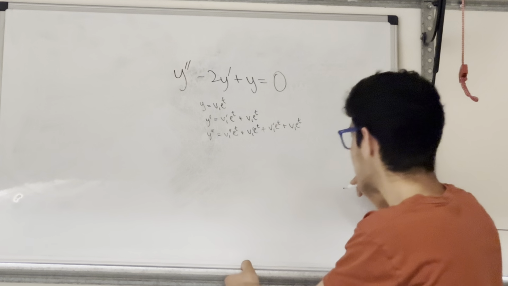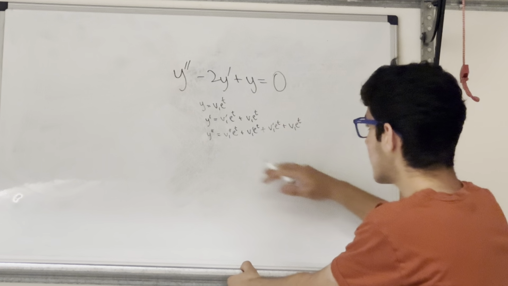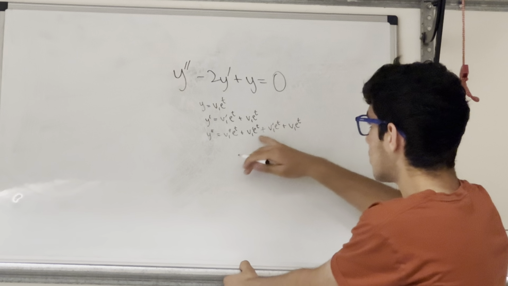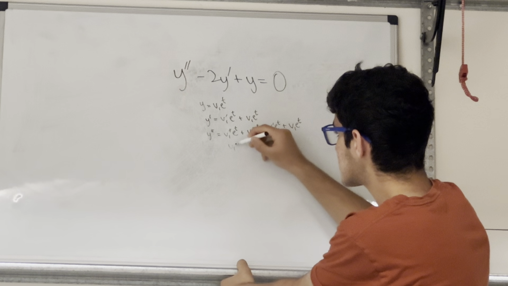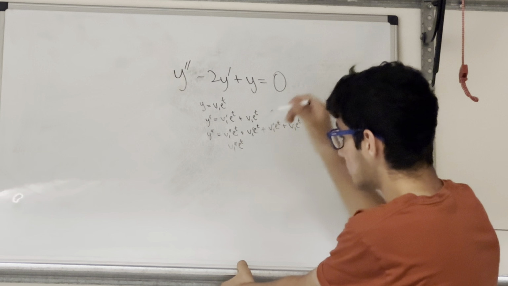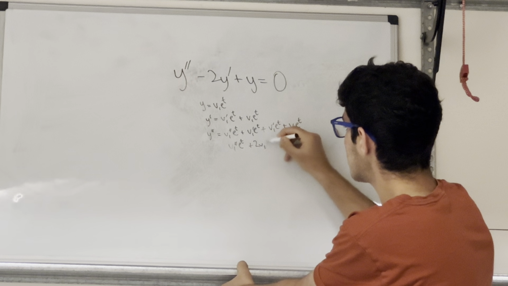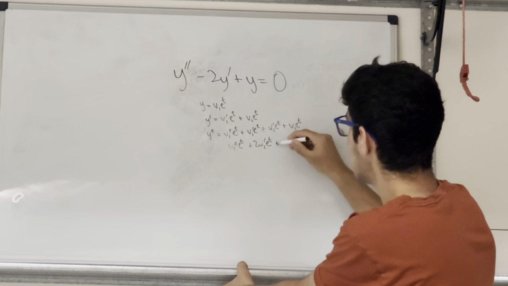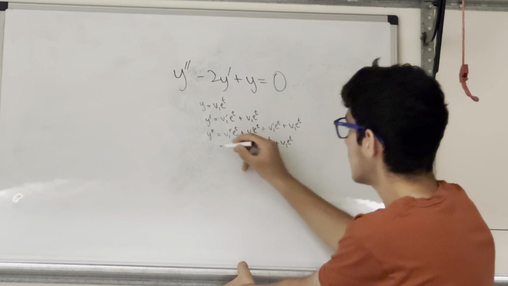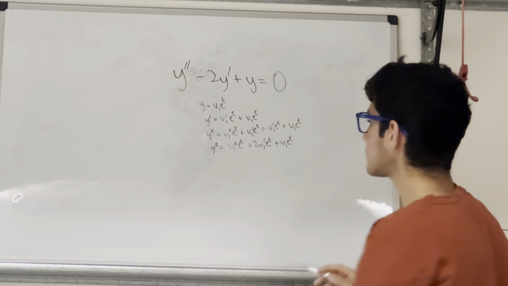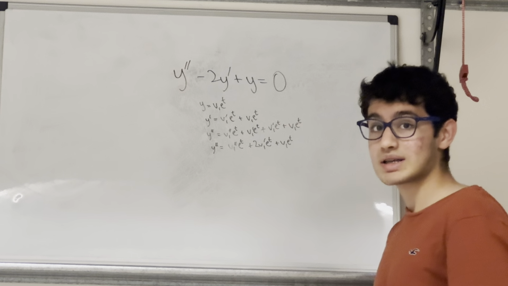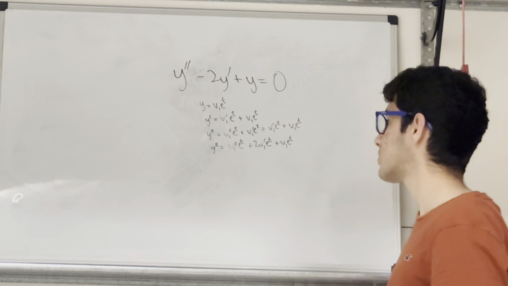I'm going to step back down. It's a bit awkward the way I'm standing right now. We've got this over here. These two terms can be simplified, so we just rewrite this as v1 double prime e to the t plus 2 v1 prime e to the t plus v1 e to the t, and this is again all y double prime. Okay, does it look a bit messy? Yes, but you'll see that it'll all simplify nicely.